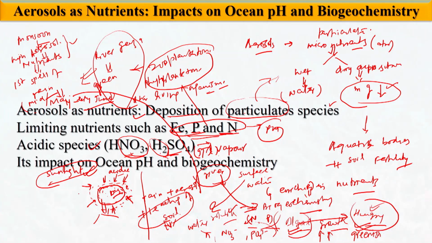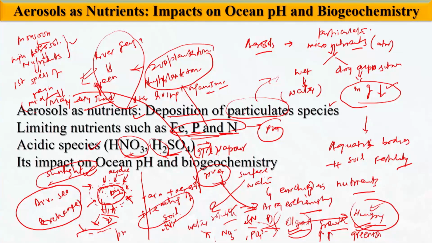But suppose these gases come directly through air-sea exchange. These gases can directly interact with the water vapor and can be dissolved in the top layer. Because they are acidic in nature, they will try to reduce the pH. So, the pH of the water will reduce, and this whole process is called ocean acidification.